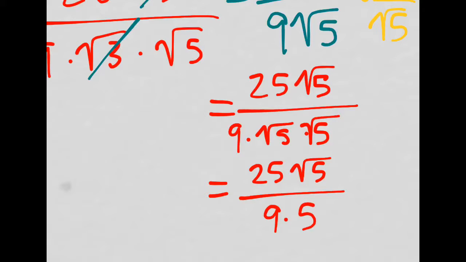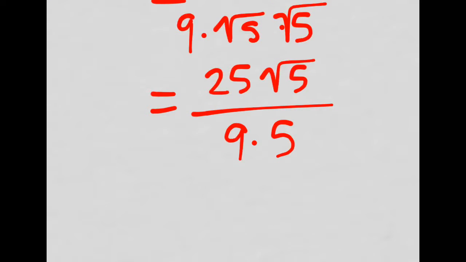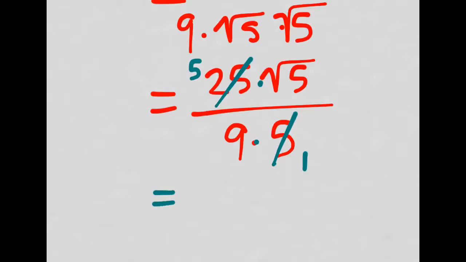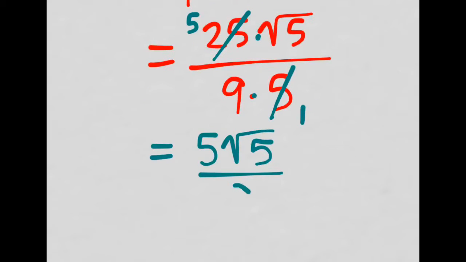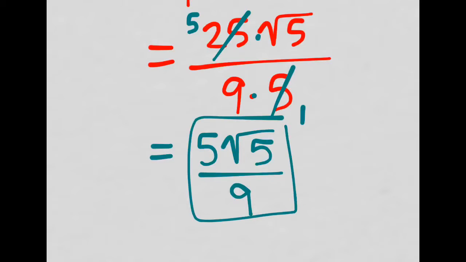And I'm going to leave it as 9 times 5 for a minute because I think you should see real quickly that I could simplify this a little bit. As long as everything is joined by multiplication, I can reduce. So I can divide both of these by 5. 5 divided by 5 is 1. 25 divided by 5 is 5. And there, finally, my final answer is 5 times the square root of 5 over 9. That is my final answer.